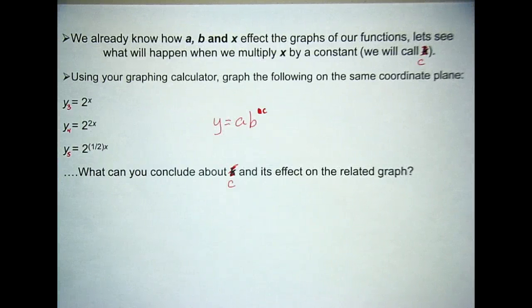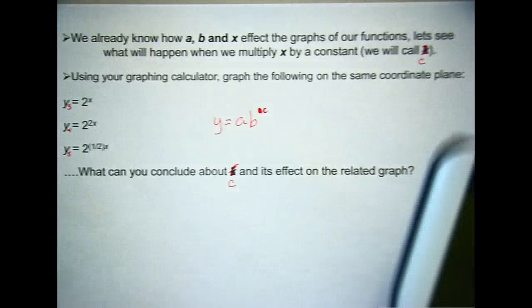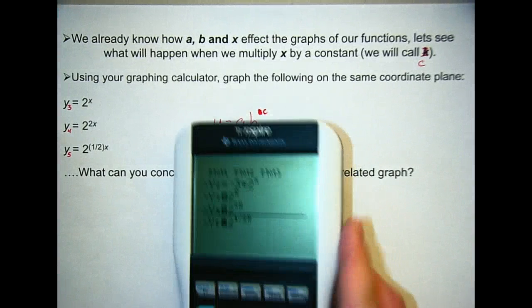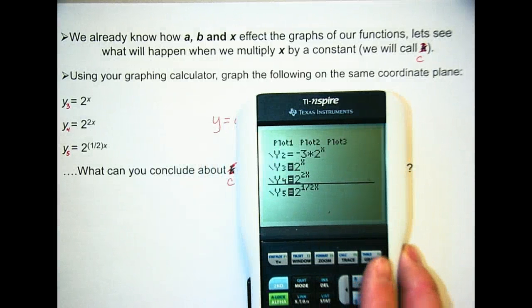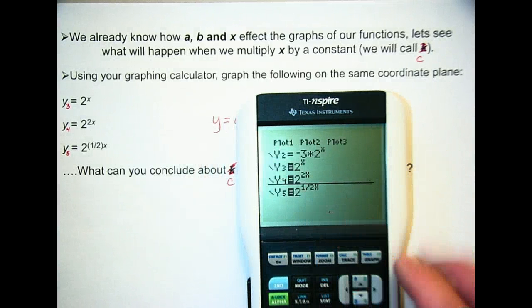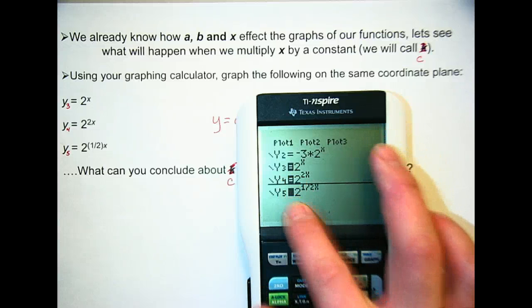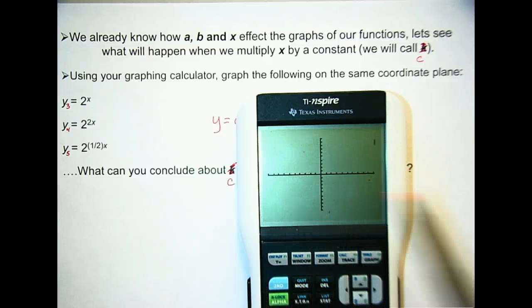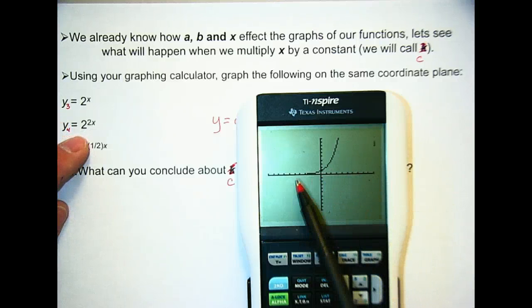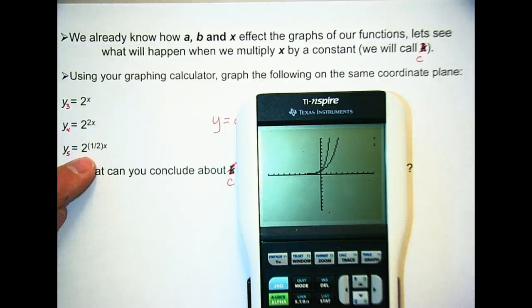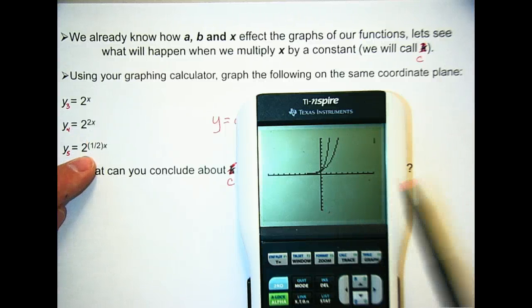What's happening? Yes, yeah. The smaller the number, the wider the graph, and the bigger the number, the narrower the graph. Okay. Everyone agree? Okay, the first one is it's going to graph y sub 3, y sub 4, and then y sub 5. So when I graph, the first one we see is y sub 3, y equals 2 to the power of x. Second one is 2 to the power of 2x. See that one coming up. And then 2 to the 1/2 power of x.